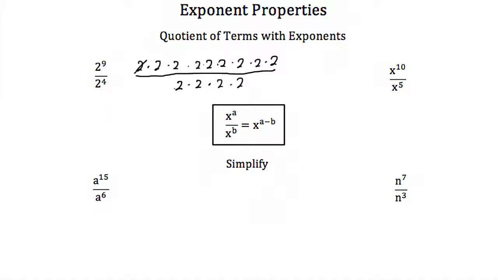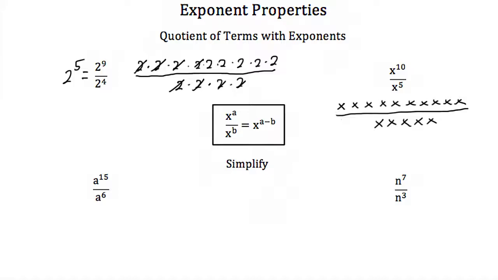Well, this 2 will cancel with that 2, and this one will cancel with that one, and so on, until we're left with just 5 2's. So 2 to the 9th over 2 to the 4th is the same as saying 2 to the 5th. Same thing happens with x's. If I had x to the 10th, and I divided it by x to the 5th, and started canceling, we'd be left with 5 x's. So this is x to the 5th.